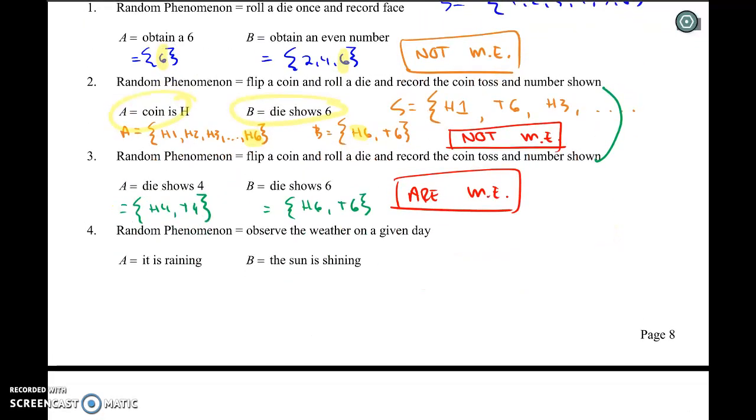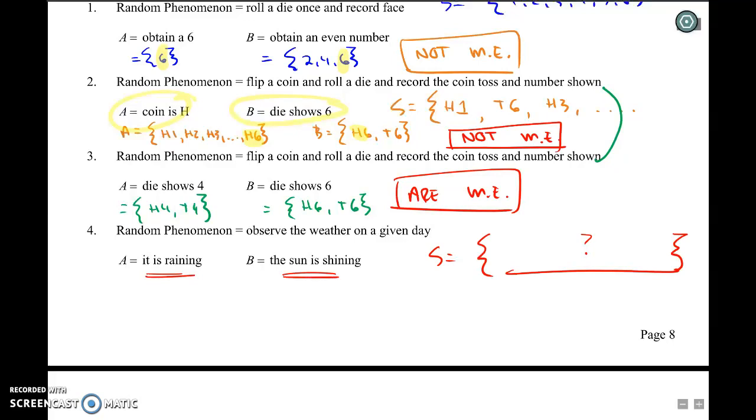Random phenomenon is observe the weather on a given day. Sample space: I don't even have any idea how I would list the sample space. I could say, I guess it's raining, it's snowing, it's sunny, it's hot, it's cold. I'm not sure what these even look like. So let's just look at these events. A is that it's raining, so A is all the outcomes where I'm describing the weather and raining is part of my description. And event B is the sun is shining.